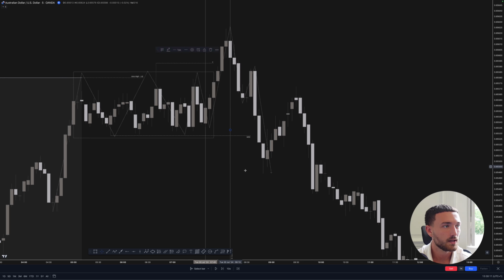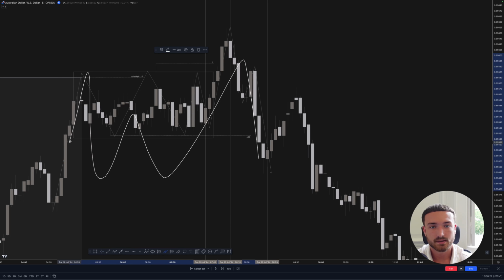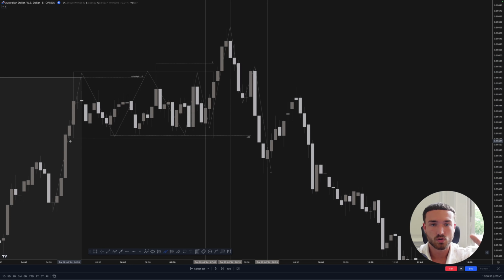Let me do that there. That's the manipulation phase. And now we're currently looking at this distribution phase, okay? So accumulation, manipulation, and now distribution. Now, everything that happens on the left-hand side of this, so essentially all of this already here, this is what we're looking out for.